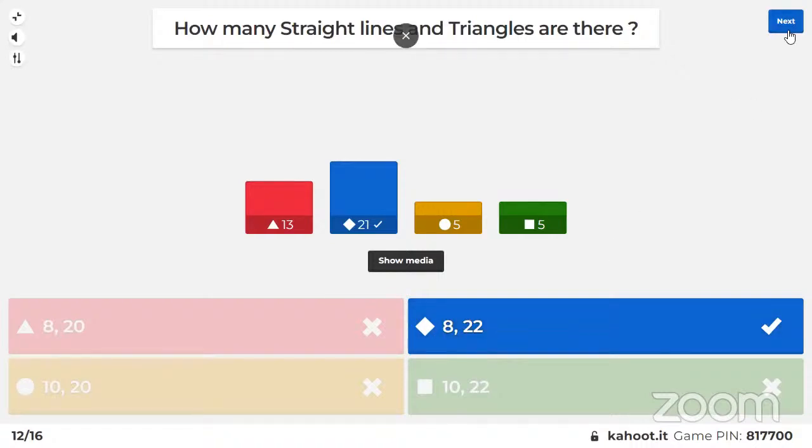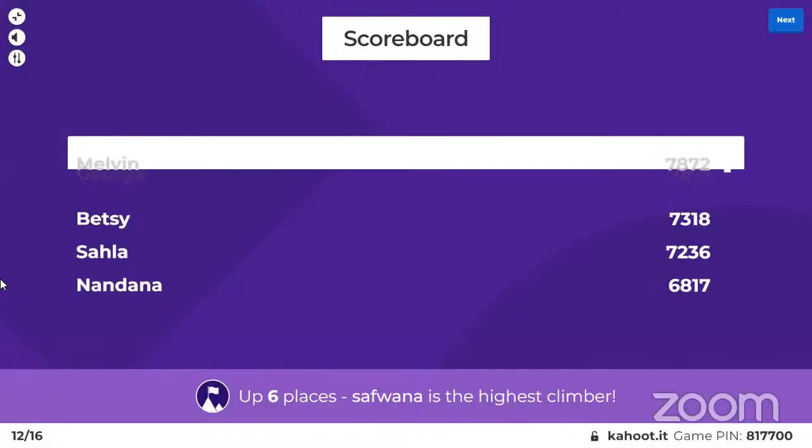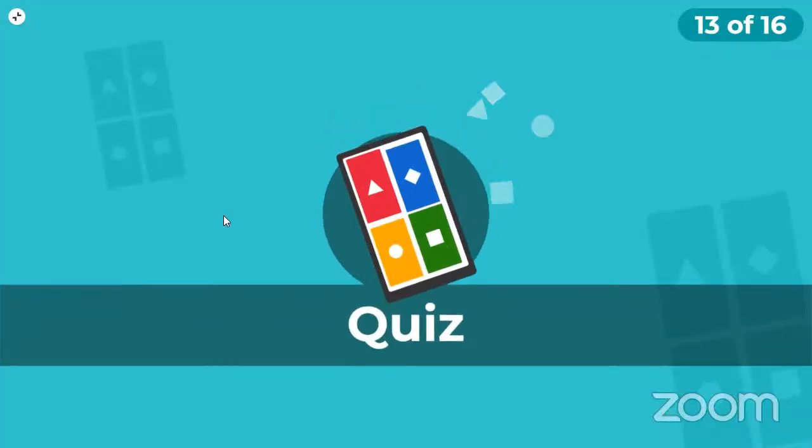So moving on to scoreboard, we have a new topper. Melvin is a new topper with 7883. Second, we have George with 7882, two tight competition. Third, we have Betsy. Fourth, we have Sahla, and fifth, we have Nandana. We have a new climber also. Safwan is the highest climber here, climbing up 6 places in the scoreboard. So 13th question.